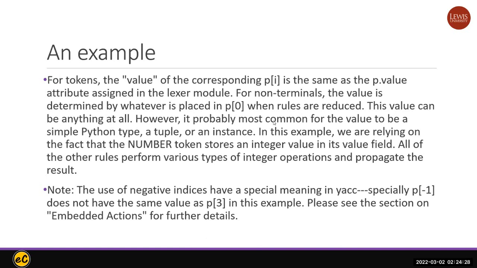However, it is probably most common for the value to be a simple Python type, a tuple for example. In this example, we rely on the fact that the number token stores an integer value in its value field. All the other rules perform various types of integer operations and propagate the result. Negative indices have a special meaning, so do not use them, okay? That is for embedded actions.